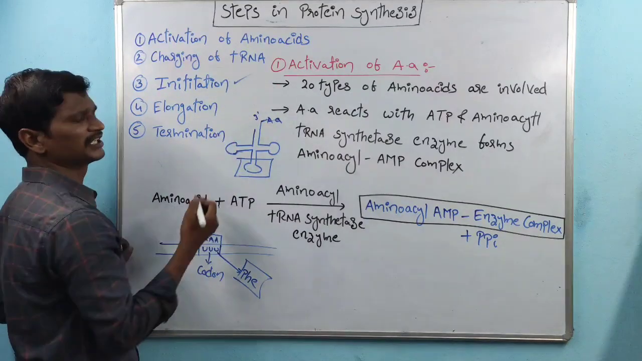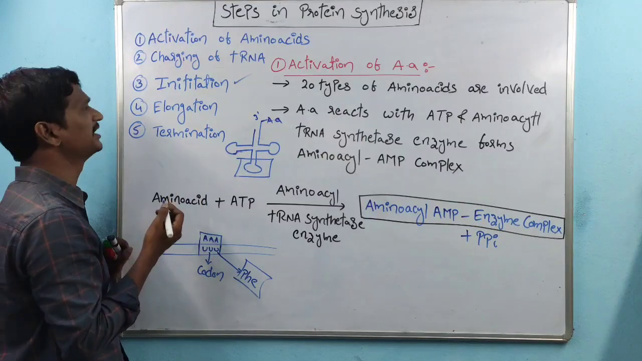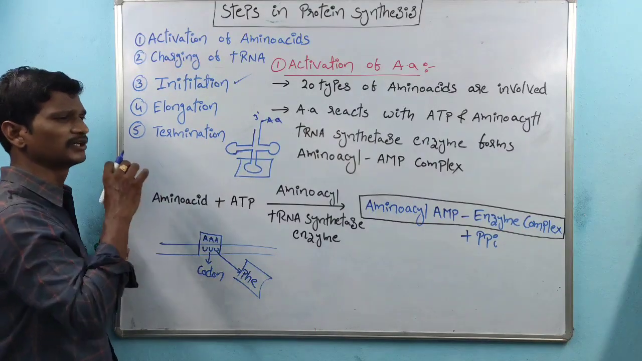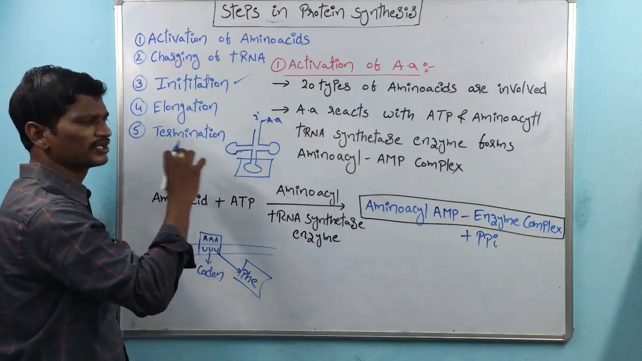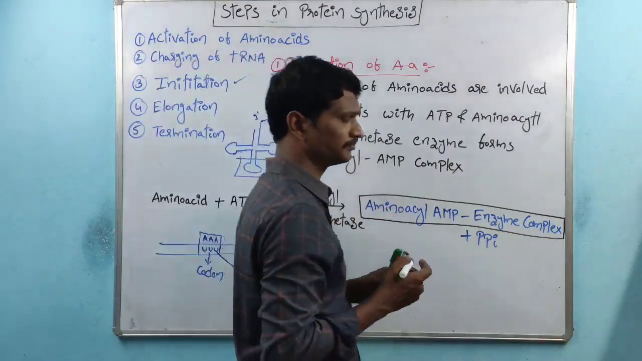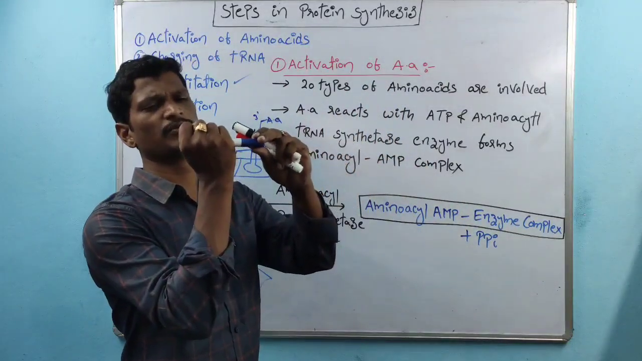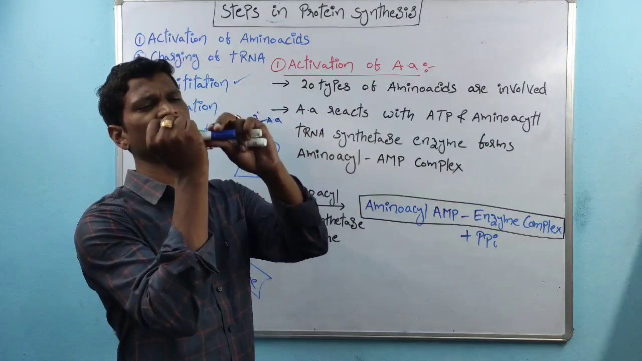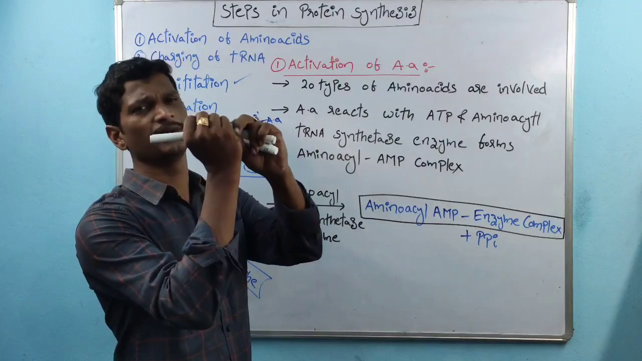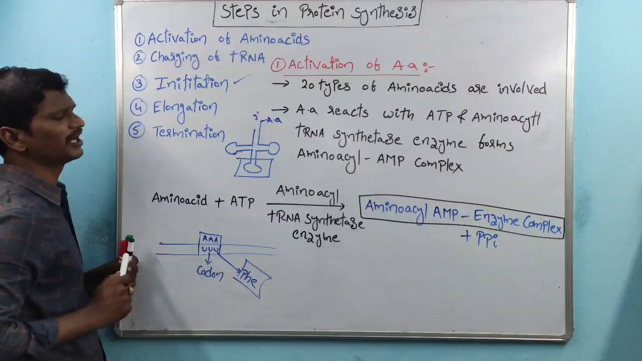Then initiation means 30S ribosome subunit binding and 50S ribosome subunit binding, right? So that process is called initiation. Elongation is the recognition of the codons. This is one of the mRNAs. This is the first ribosome complex, and this is the entire structure of the mRNA. Ribosomes are moving on the mRNA. If the ribosomes are moving on the mRNA, the process is called elongation.